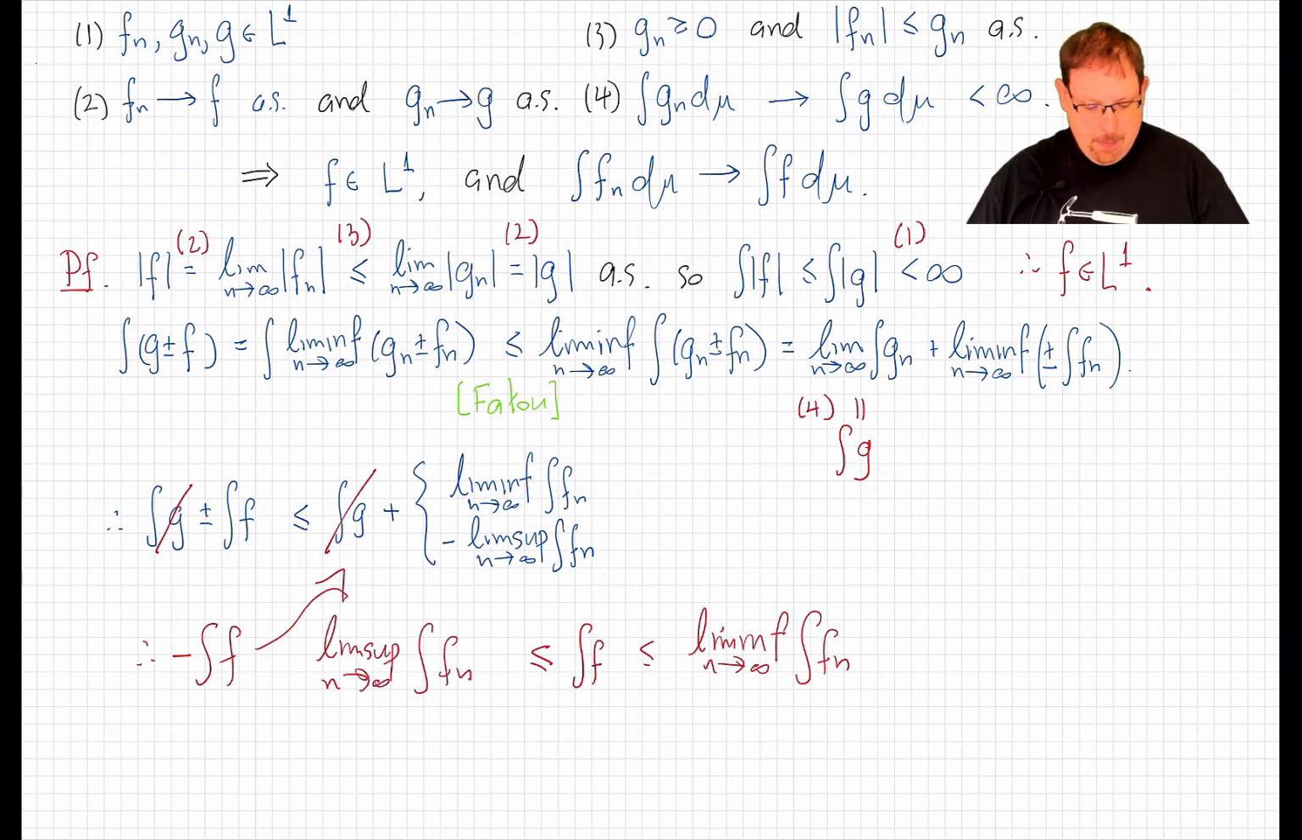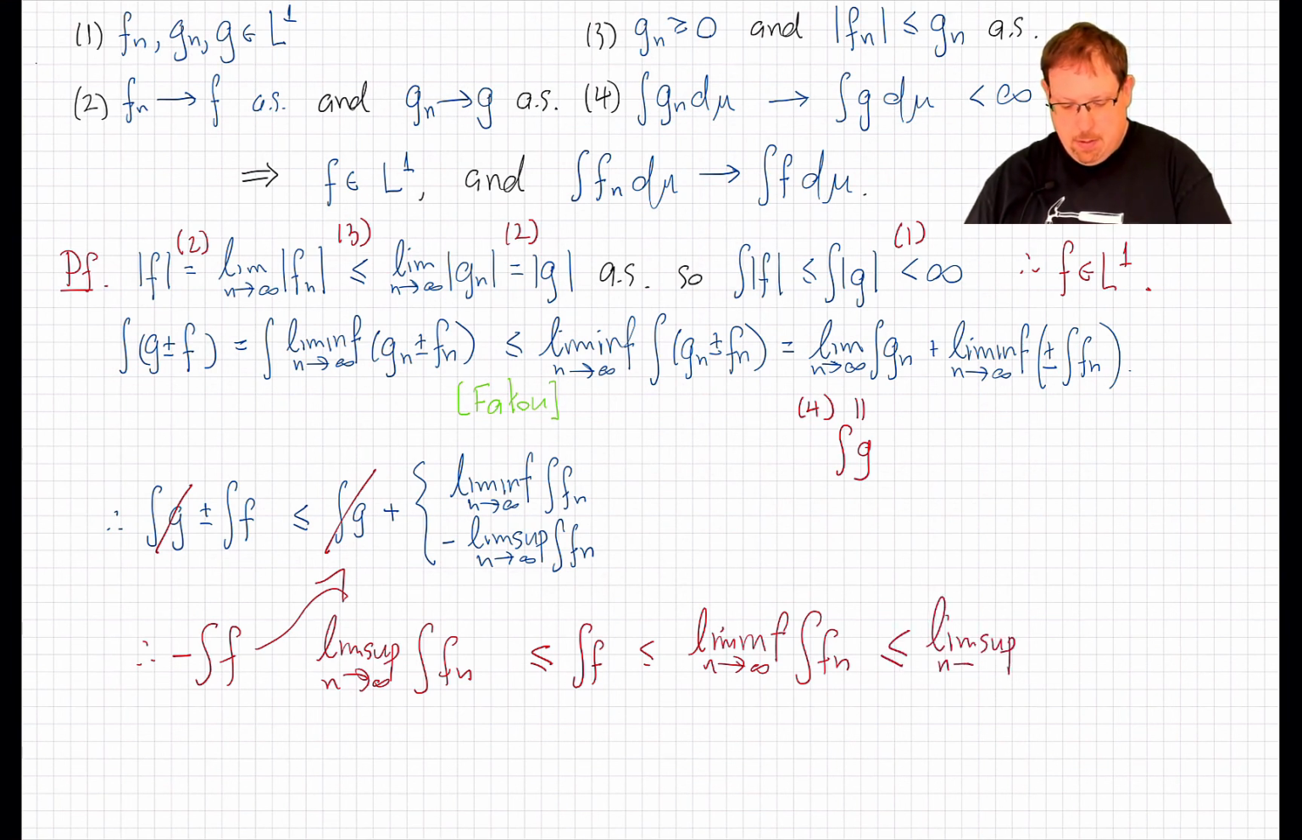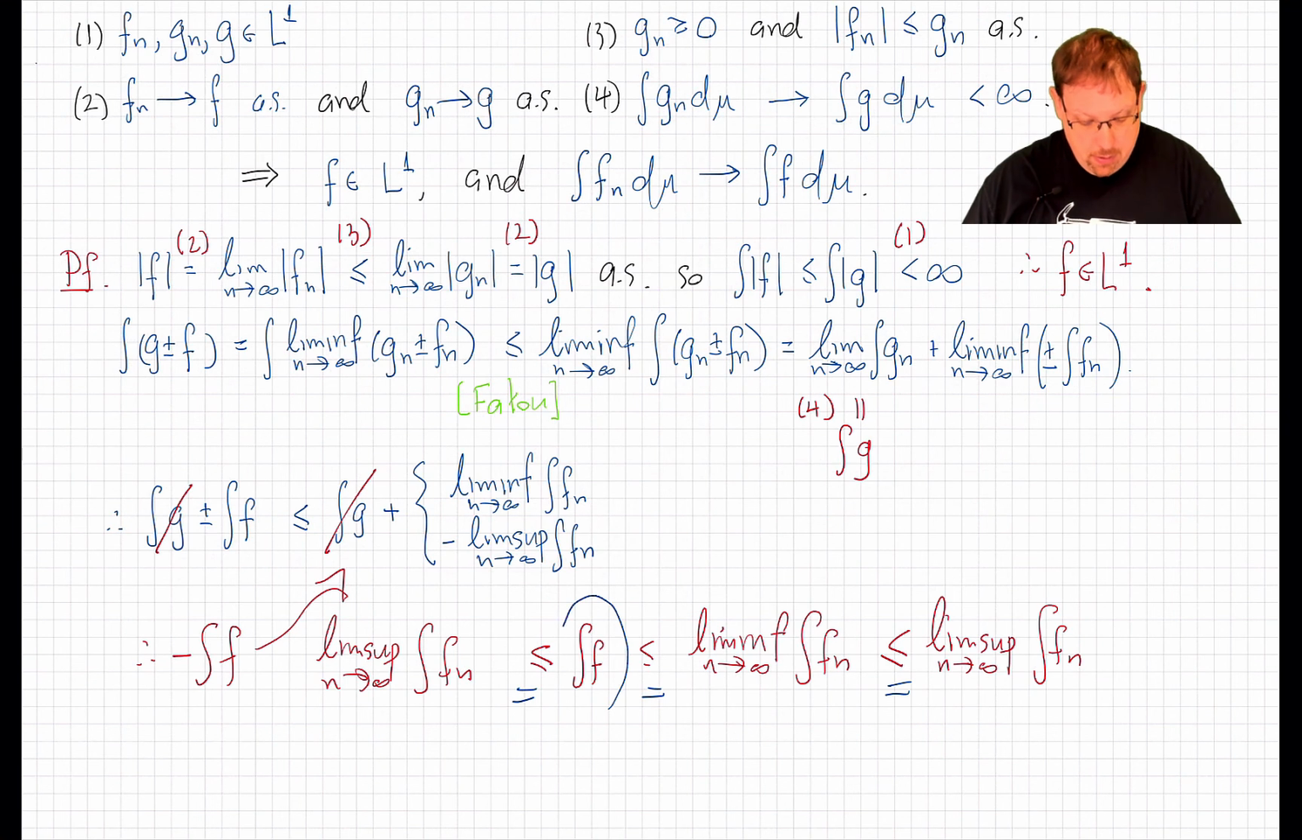But hey, the lim inf is always less than or equal to the lim sup. And that means that this chain of inequalities is actually a chain of equalities. And that shows us that the limit exists, since the lim sup equals the lim inf, and that that limit is equal to the integral of f, which is exactly what we wanted to show.